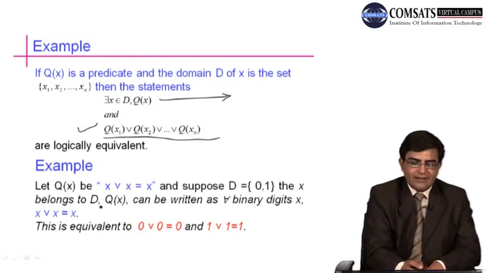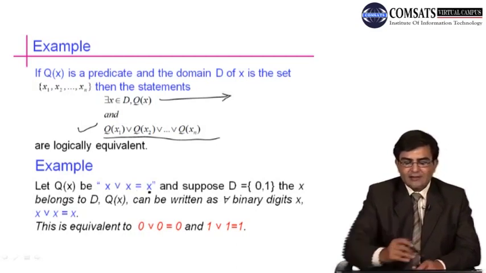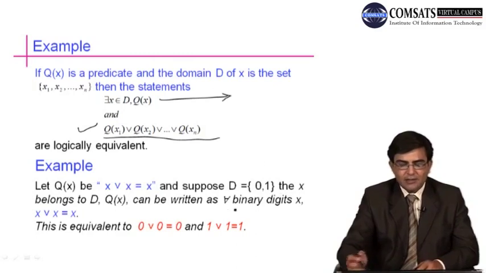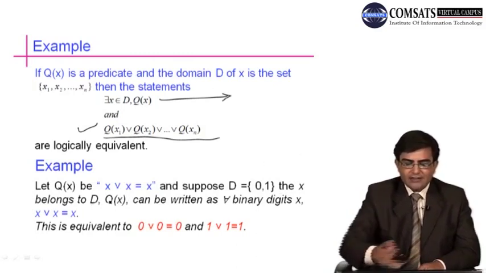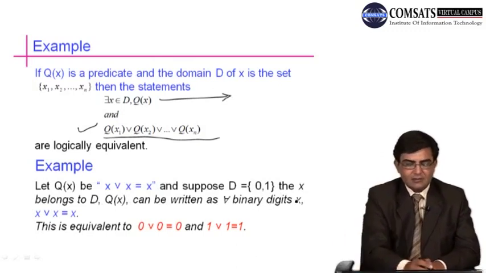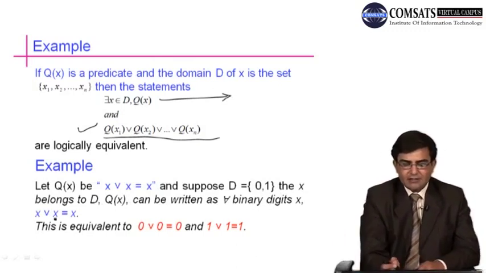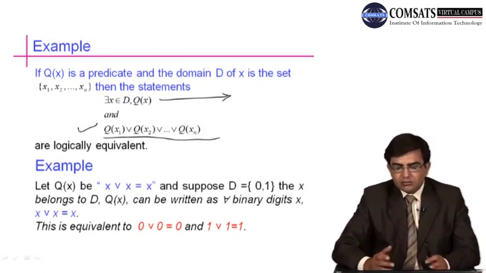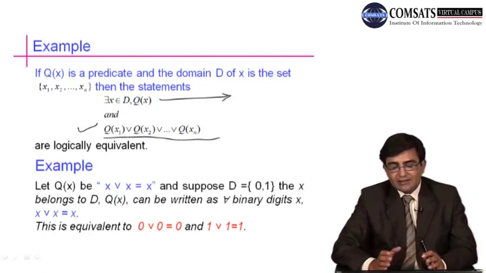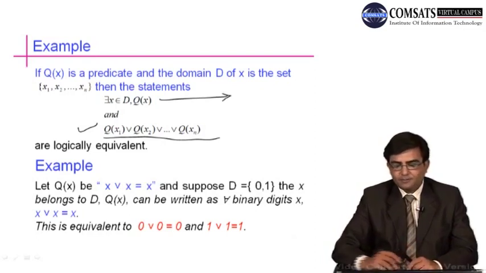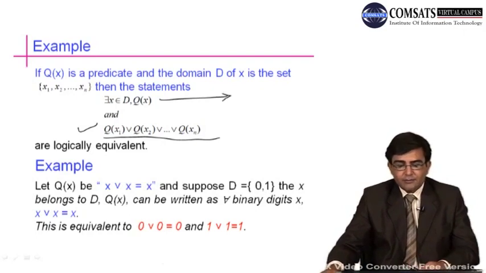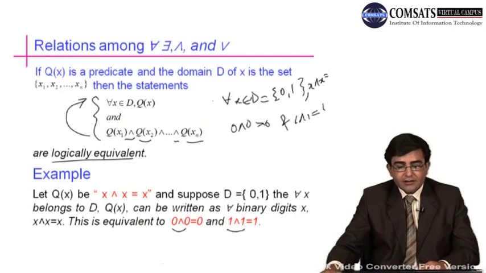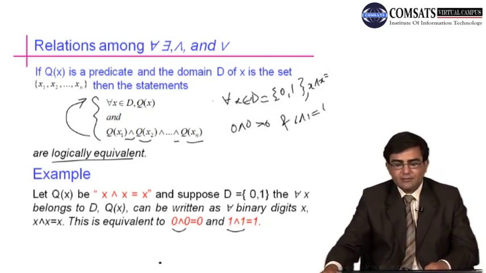For example, let q of x be x or x is equal to x, and suppose D is 0, 1, the same example, and x belongs to D. Q of x can be written as for all binary digits x, x or x is equal to x. This is equivalent to saying 0 or 0 is 0, 1 or 1 is 1. So there is a relation between the disjunction operator and the existential quantifier. So we can relate these operators: existential and universal quantifier, conjunction and disjunction.